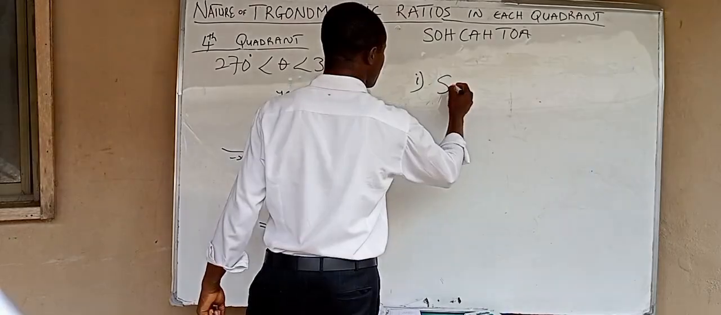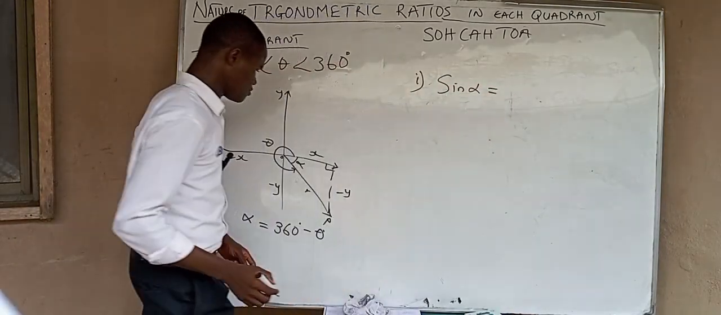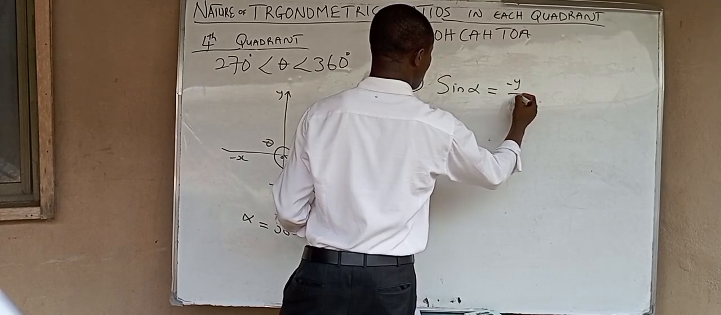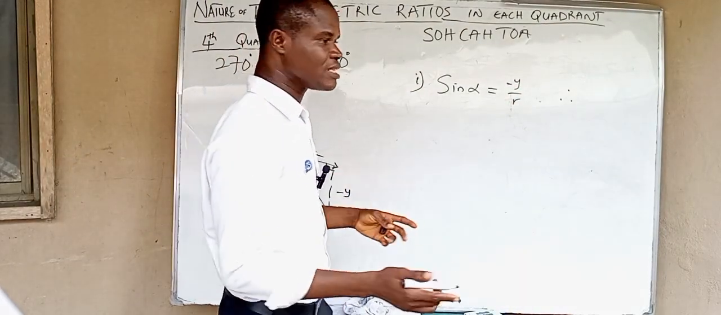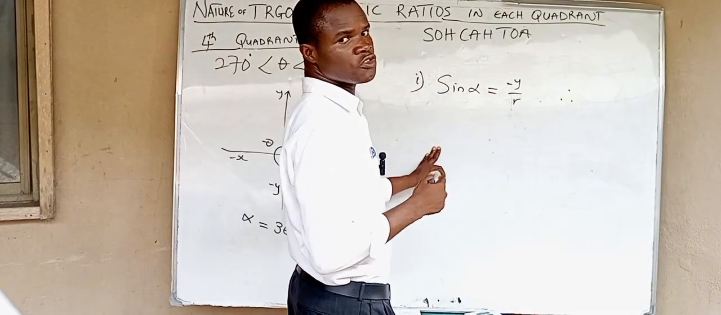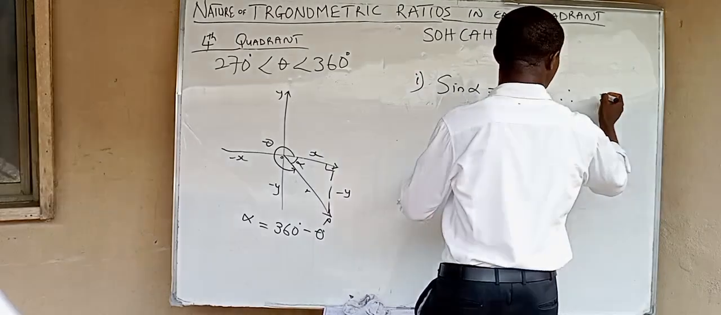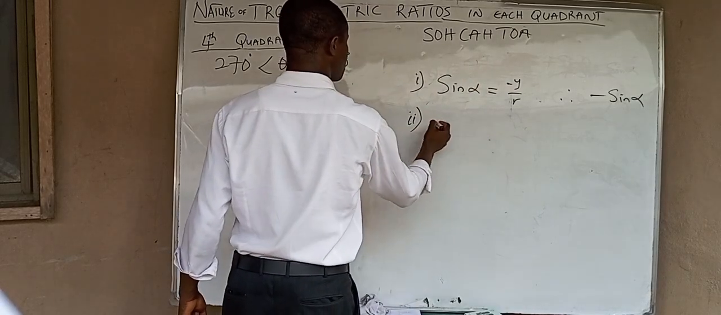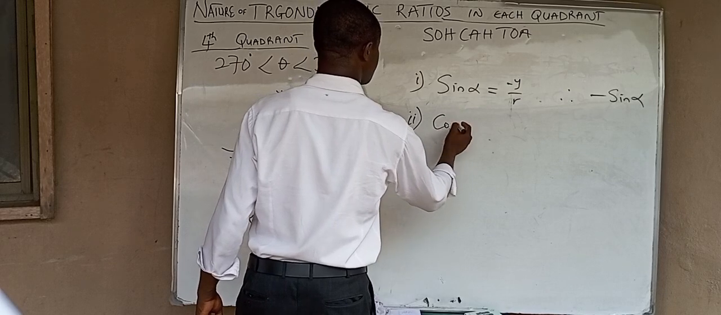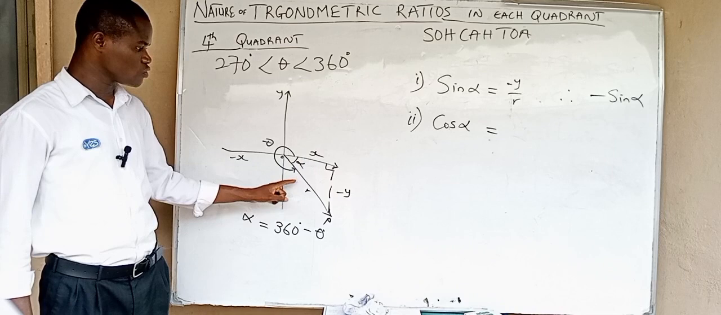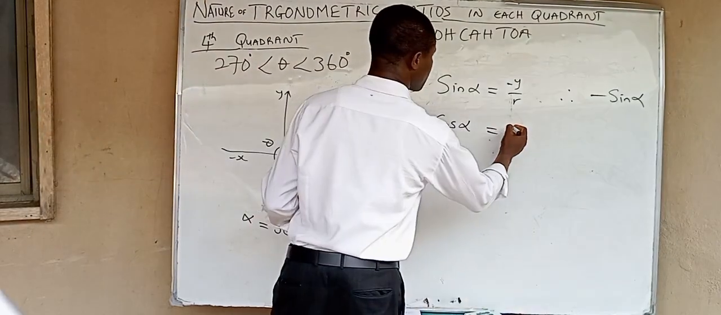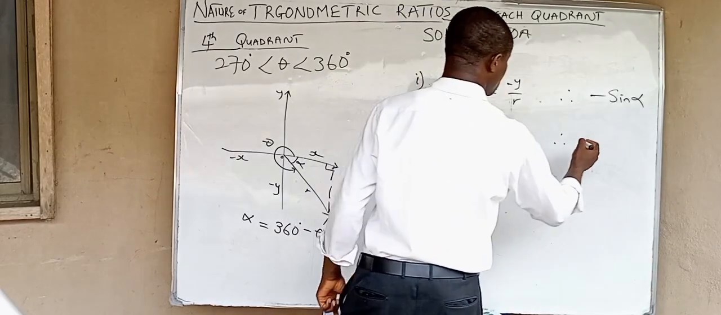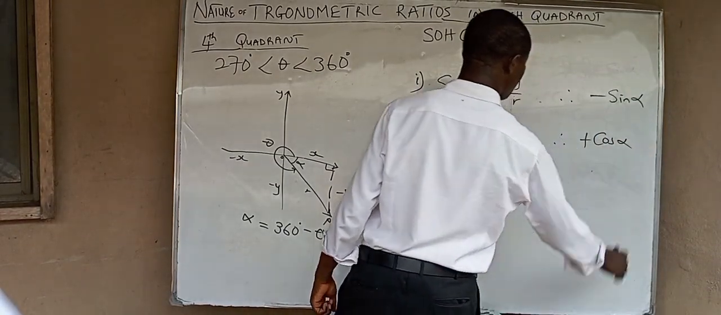Our sine alpha is opposite over hypotenuse. That is minus y over r. Negative divided by positive is negative. It means that the sine of an acute value in the fourth quadrant is negative. So let's go to the second one, cos alpha. Cosine is adjacent over hypotenuse. That is x over r. So therefore, positive divided by positive is positive. So this is plus cos alpha.